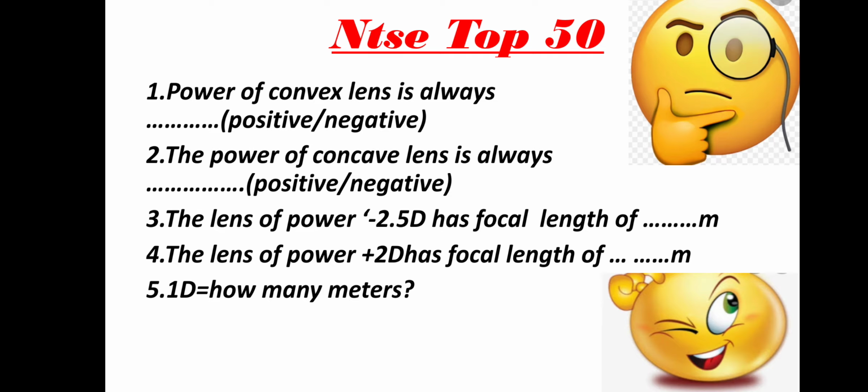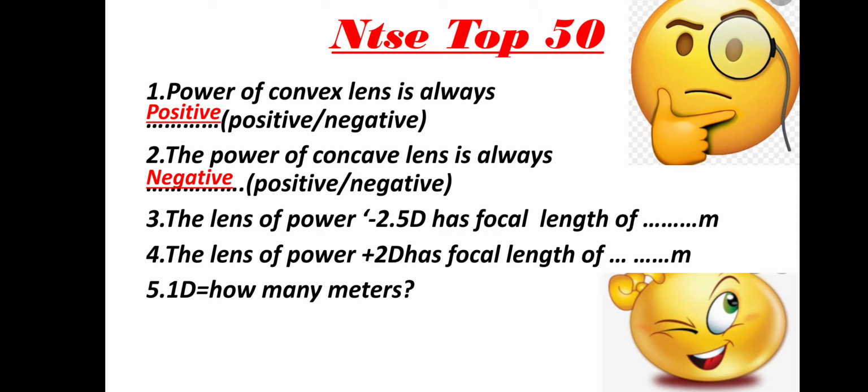There are two spherical lenses, convex and concave. The first question: is the power of a convex lens always positive or negative? That is always positive. And the power of a concave lens is always negative. A lens of power minus 2.5 D, negative, has a focal length of dash meter. Here the power is given negative, so a concave lens is used, and its focal length is.